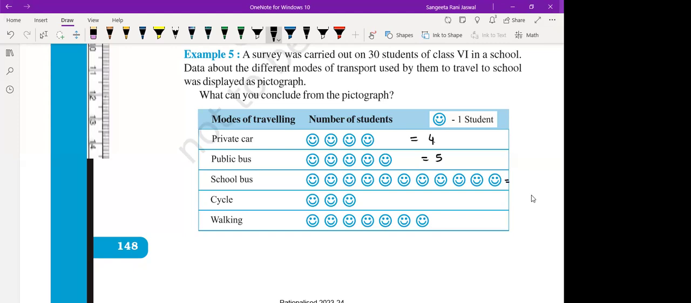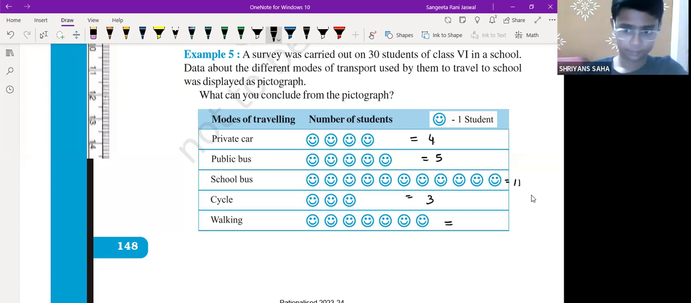Okay, I'll take the name now. Harshit, tell me how many children come by school bus? 11. 11, okay. 3, 6, 7, 8, 9, 10, 11, okay. Adya, tell me how many come by cycle? Ma'am, 3. 3. Shriyansh, tell me how many come by walking? Ma'am, 7. 7. Okay.